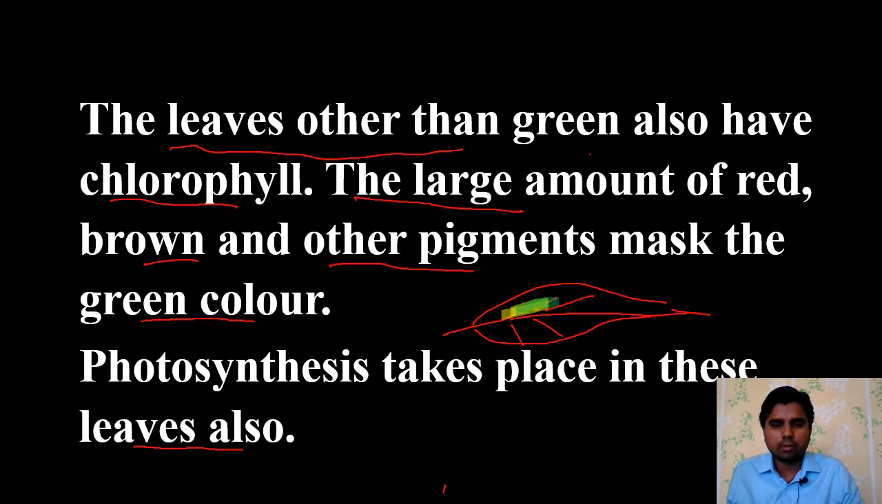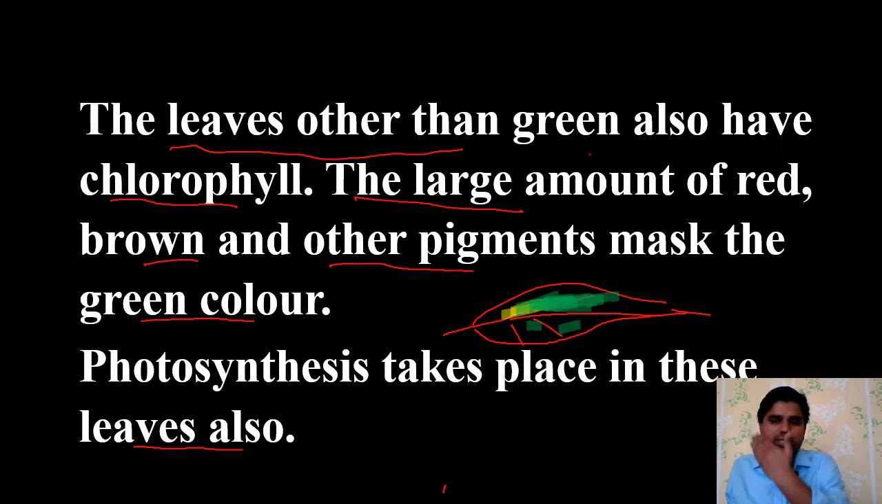See, there are green colors. It is not visible on this screen. There are green color present on this leaf. But what happened is that it is basically masked by the different types of pigments like red pigment, brown pigment and other pigments. So what do you mean by masking?